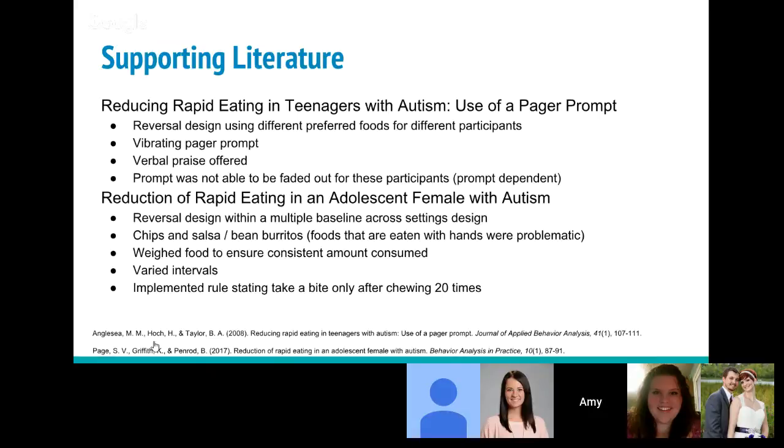Another important aspect of their study that we did not have in the study that we replicated was that they weighed the foods to ensure a consistent amount of food consumed, while we did not. They also varied their intervals and implemented a rule stating to take a bite only after chewing 20 times, where we only took bites after a certain amount of seconds, not after a certain amount of chews.